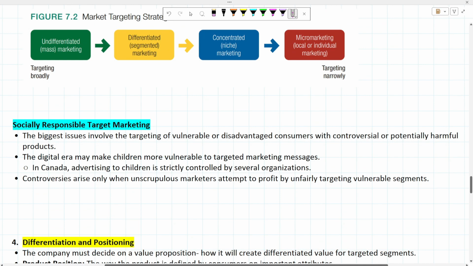So socially responsible target marketing. The biggest issues involve the targeting of vulnerable or disadvantaged consumers with controversial or potentially harmful products. The digital era may make children more vulnerable to target marketing messages. In Canada, however, advertising to children is strictly controlled by several organizations that make sure that everything is standardized. So controversies arise only when unscrupulous marketers attempt to profit by unfairly targeting vulnerable segments.